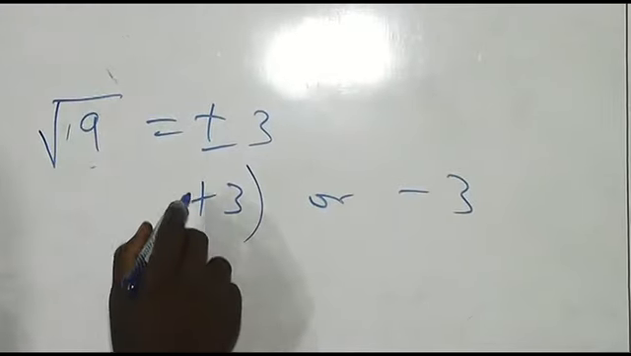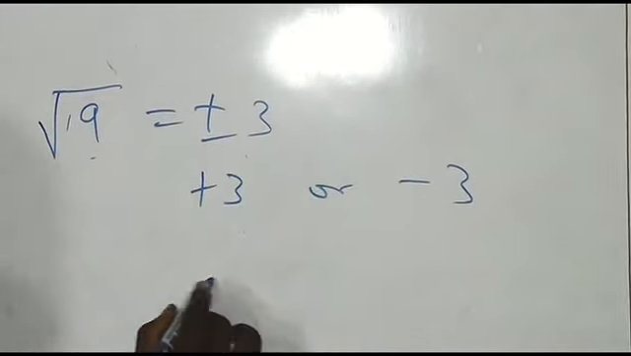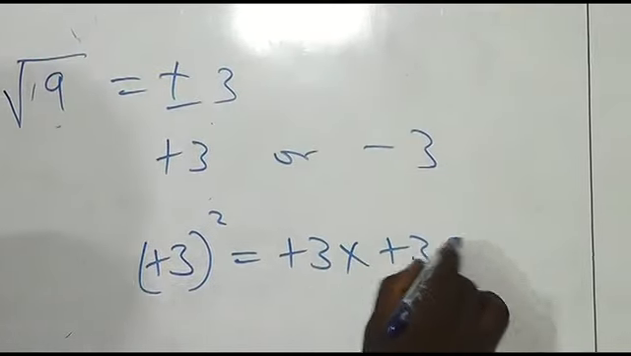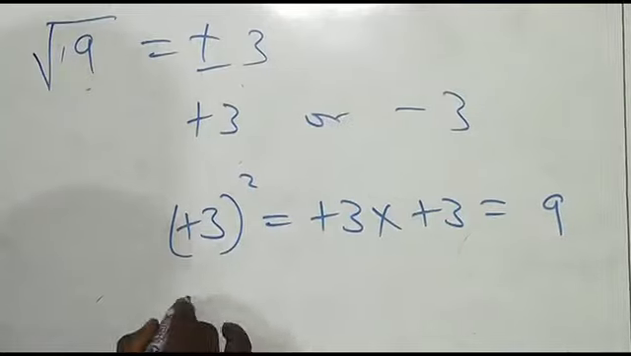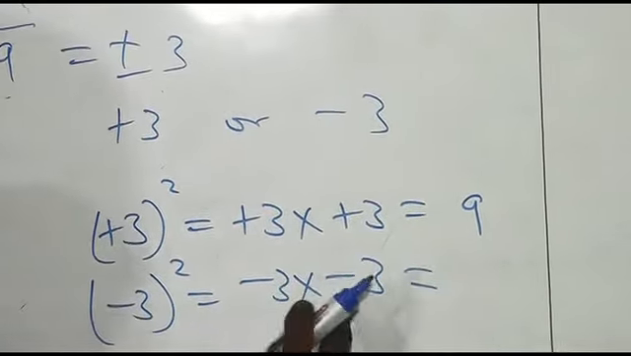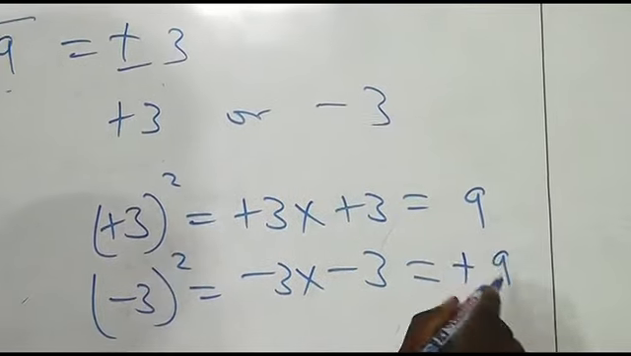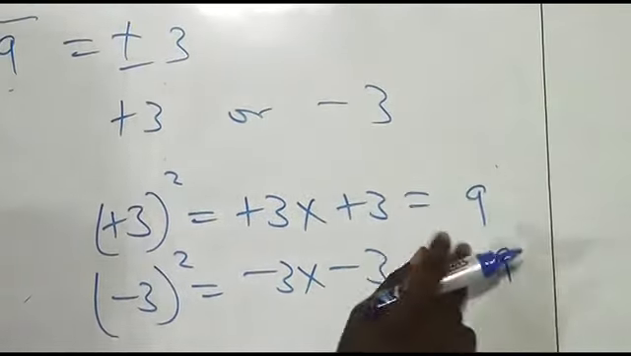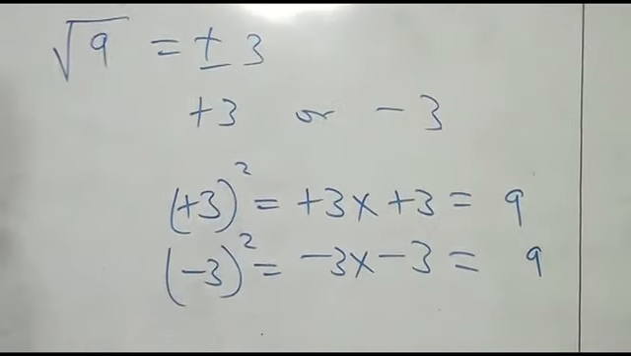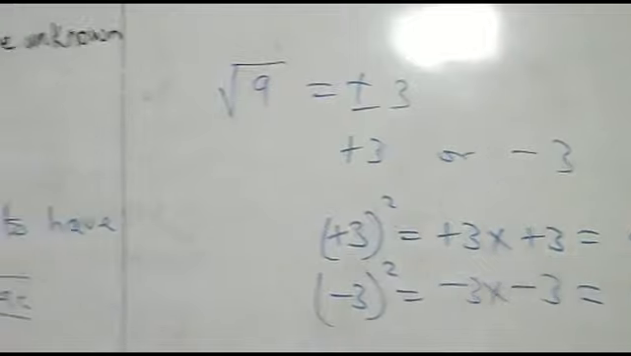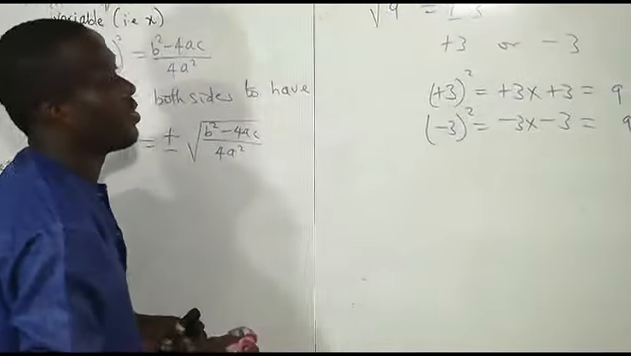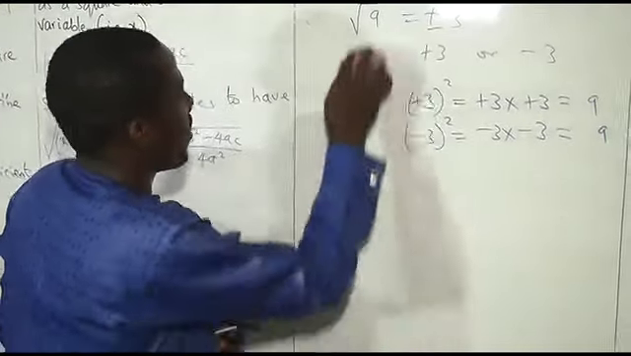So when you square this, you are going to have plus 3 squared, which is plus 3 times plus 3, which is positive 9. Then we have minus 3 squared, which is minus 3 times minus 3. Minus times minus will give you plus, then 3 times 3 will give you 9, which is exactly the same value we have inside the square root. So anytime you are asked to find the square root of a number, always remember to add plus or minus.